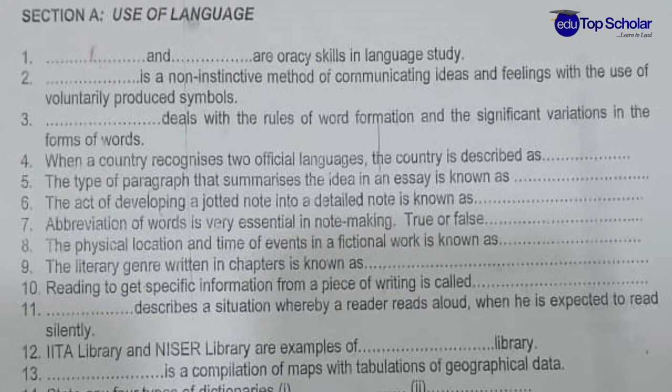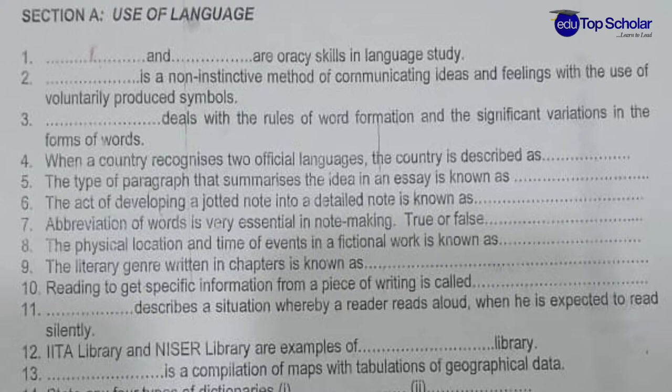Number 8, the physical location and time of events in a fictional work is known as dash. The physical location, and that is place. That is what we call setting. Remember, under literature we treated some literary terms. Setting is one of them. Setting means the place and time reference projected in any work of art. So when you can infer from a literary work the particular place or the particular time when an event took place, you are referring to the setting of that fictional work. So the answer is setting.